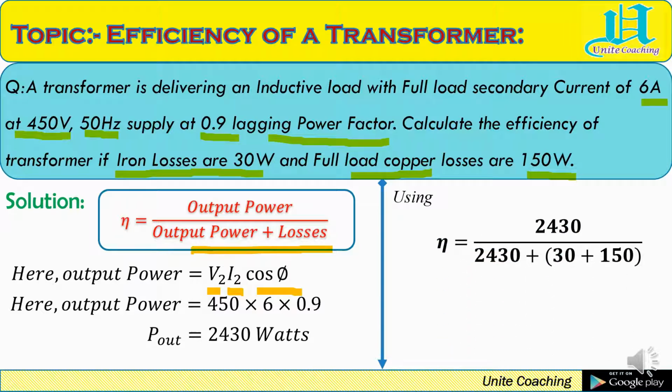Using the formula for efficiency as output divided by output plus losses, the value of output is written here as well as here. Adding the losses in the denominator, you will get the efficiency as 0.9418, or in the form of percentage you can also write efficiency as 94.18%.